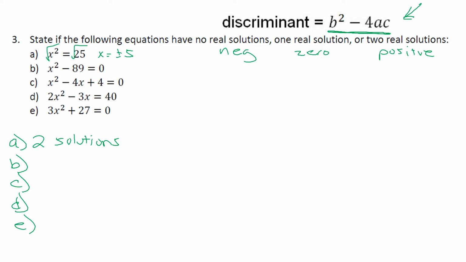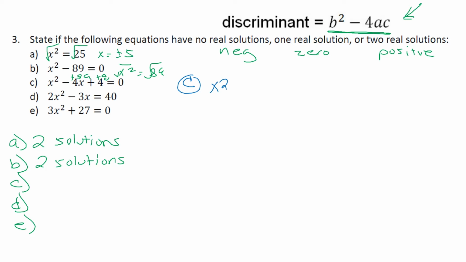x squared minus 89 equals 0. If you're adding 89 to both sides, right? x squared equals positive 89. You're going to end up taking the square root of a positive number. So you're going to get two solutions. So for those, because I could work them out quicker than I could use a discriminant, I just simply worked them out. All right. But for C, let's take a look at C.